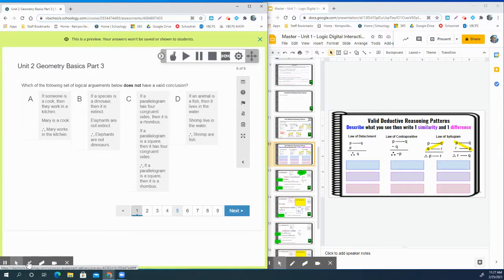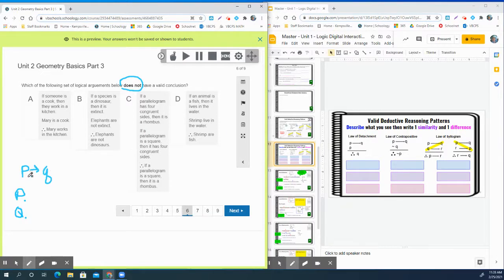Question 6 is kind of a monster of a question. You're looking for which one of these does not have a valid conclusion. There's only three ways to have valid conclusions. We can detach it. All of these are going to start with P, then Q. Detachment is going to separate them. I'm going to have the simple sentence P and then the simple sentence Q. That's detachment. That's this guy over here.